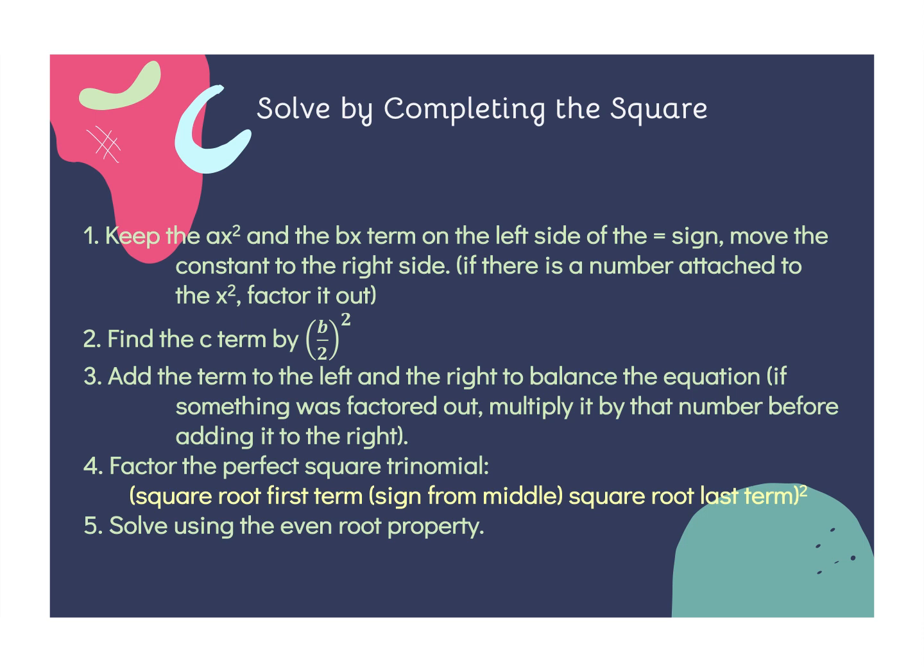Now, if there's a number in front of x squared, we need to factor it out. After we've moved the constant, we take the b term, divide it by 2 and square it. That's what we're going to add to both the left and the right side to keep our equation balanced. Then we're going to factor the perfect square trinomial that we created, and then we'll use the square root technique. And then we'll move anything that we have to in order to isolate x.